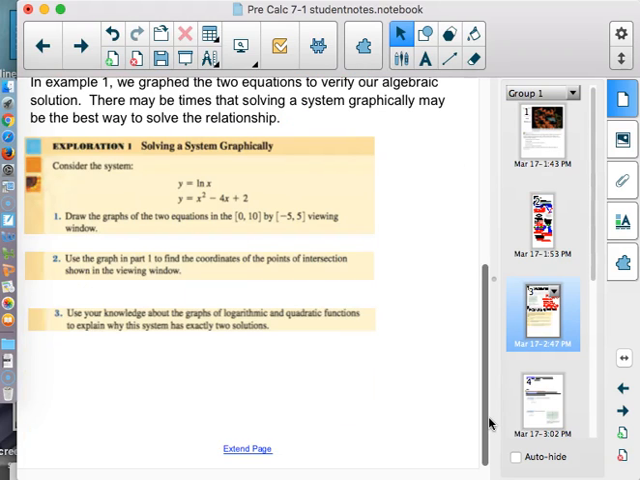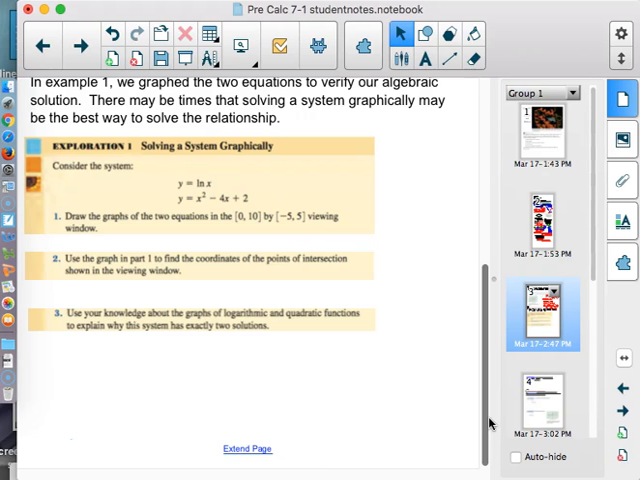y equals the natural log of x. How many of you right now, in the air in front of you, could draw me the graph of natural log of x without grabbing your calculator? Draw it for me if you remember what natural log of x looks like. Okay, so some people are remembering that curve, that arc, but it's been a while.